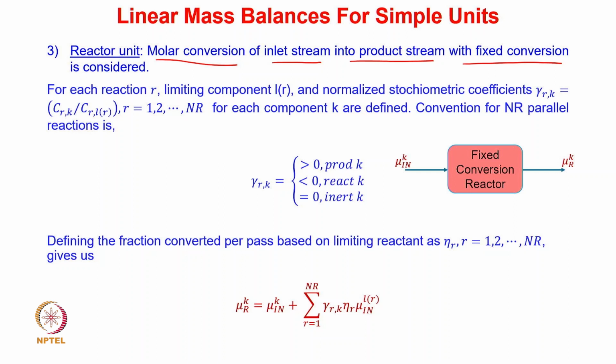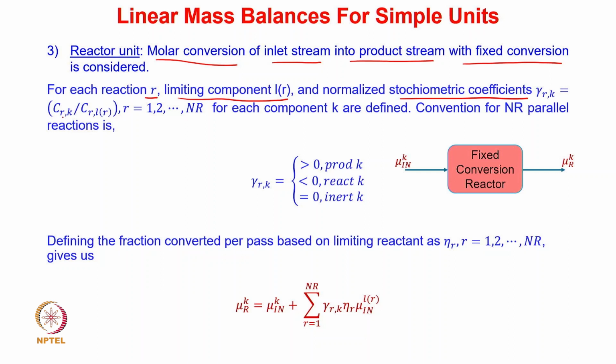So in this case, for each reaction R, the limiting component, let's say, is Lr, and the normalized stoichiometric coefficients are gamma Rk. Gamma Rk can be given as Crk divided by Crlr.